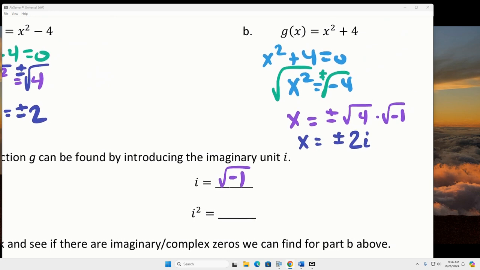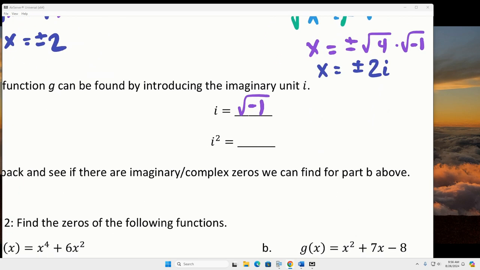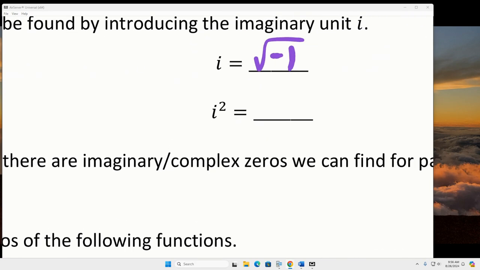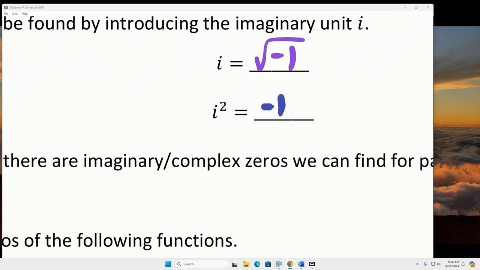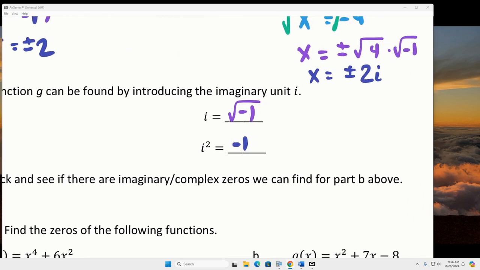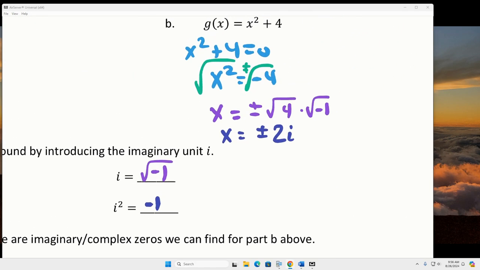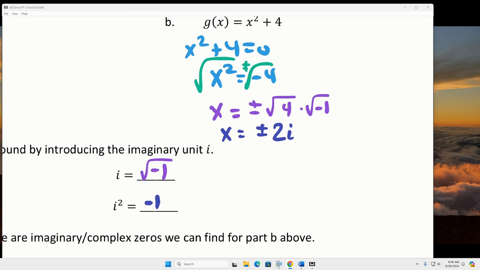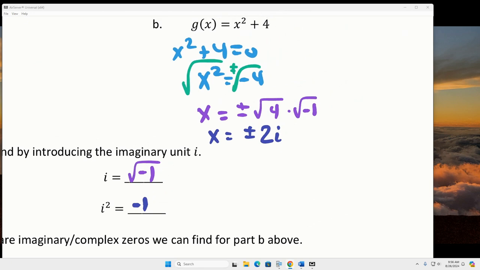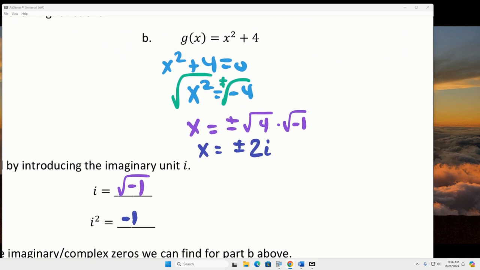All right, so before we check that to make sure it really works, what do you guys think i squared is? If i is the square root of -1, what should i squared be? Just -1. So we now know a whole new group of numbers that are imaginary numbers. And we'll do more stuff with them, but today is just kind of like an intro.